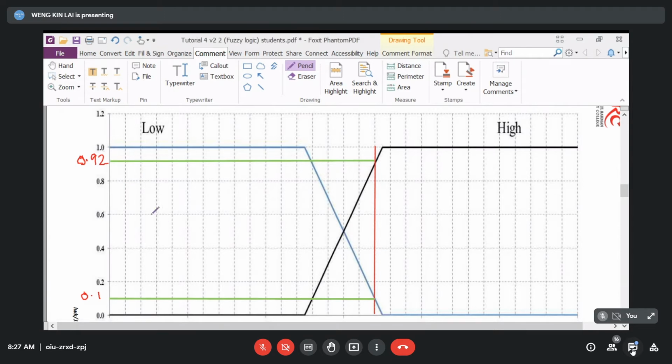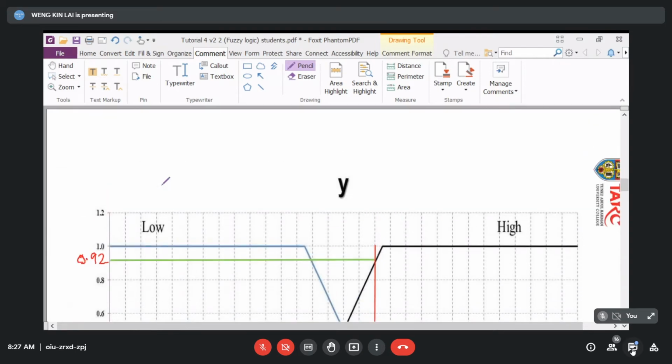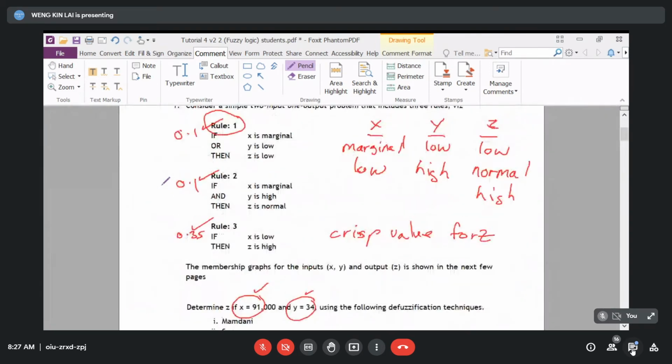Now we go back: 0.92 and 0.1. Y is 0.92 and 0.1. So your Y is low is 0.1, and when my Y is high is 0.92. So far so good. Now I have this. Now what's the next step? What should I do next? I should try to calculate, figure out what is my consequent, the then part.